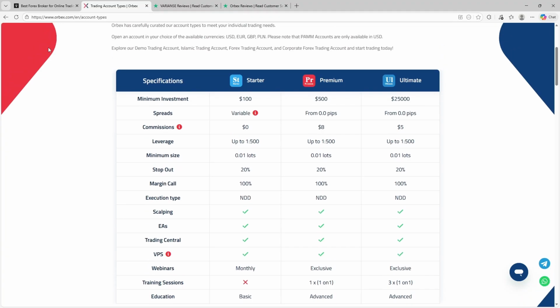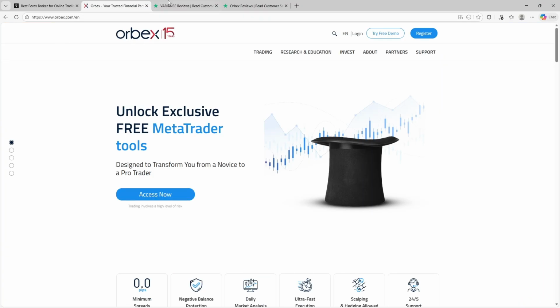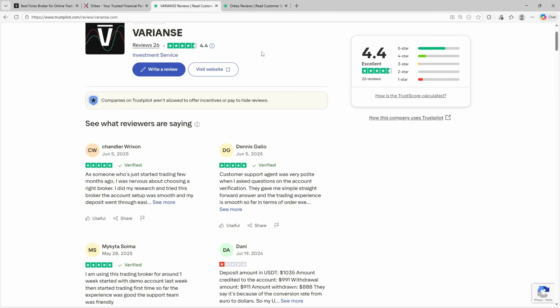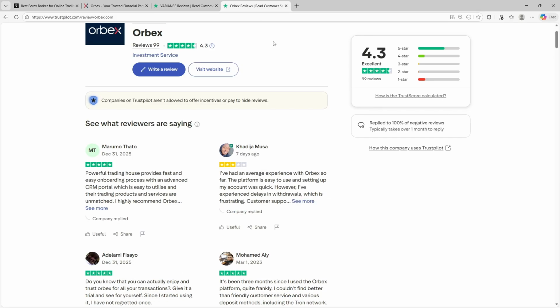Looking at public feedback, Varianse currently holds a Trustpilot rating of 4.4. Customers frequently mention smooth execution, transparent pricing, and helpful customer support, with positive comments around platform stability and ease of onboarding. Orbex holds a Trustpilot rating of 4.3. Many reviews highlight fast onboarding, strong educational resources, and responsive support teams, while some mixed feedback points to occasional withdrawal delays or average execution during high volatility.